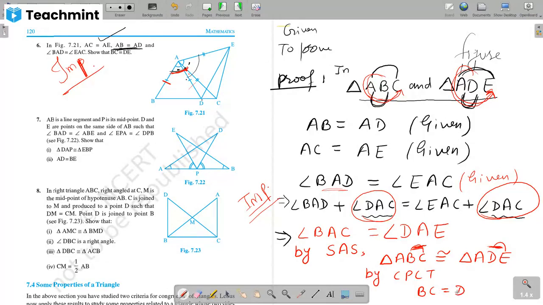Now just see the proof of this question, this theorem, once again. And if you have any doubt, you can ask me. No doubt? Okay, so let's move to the next one. Can we solve the next one? Okay.